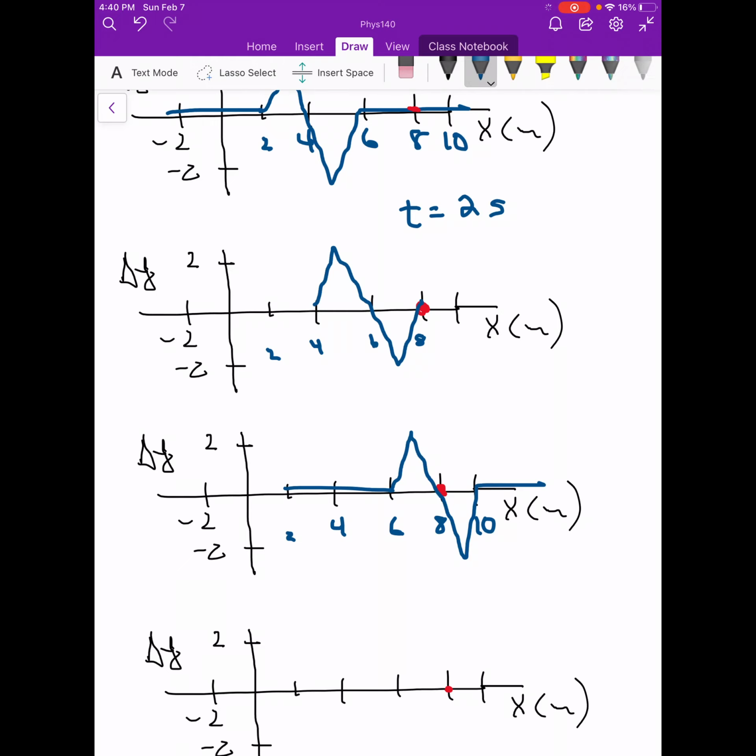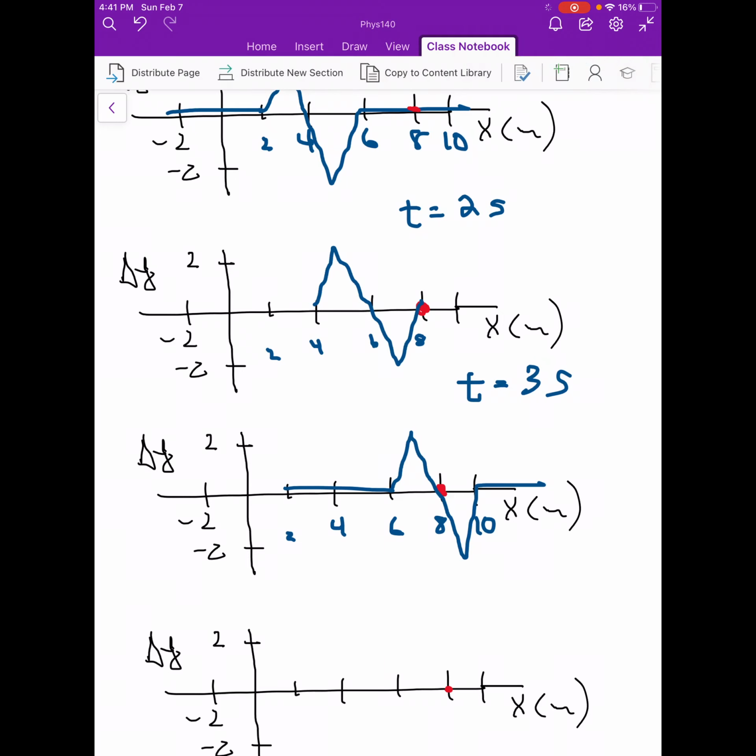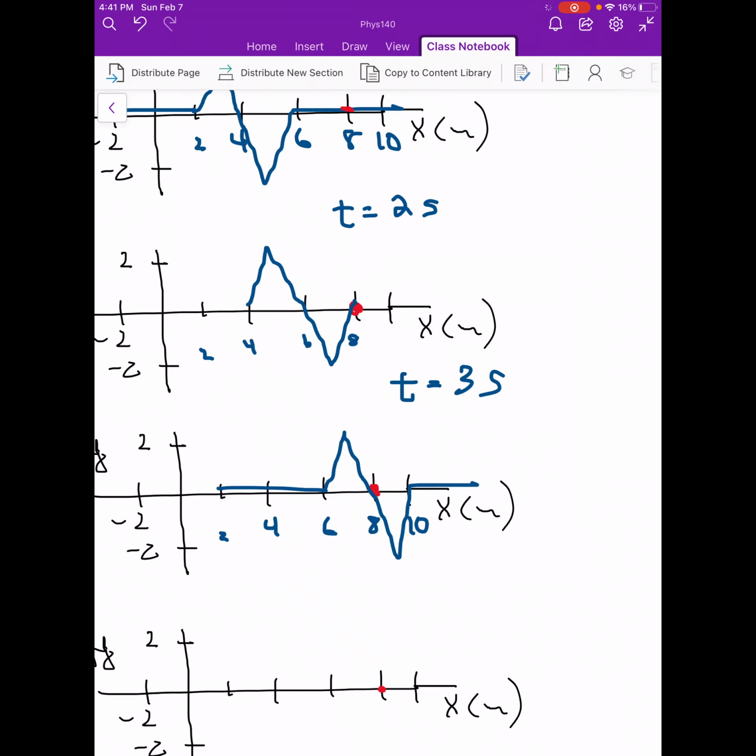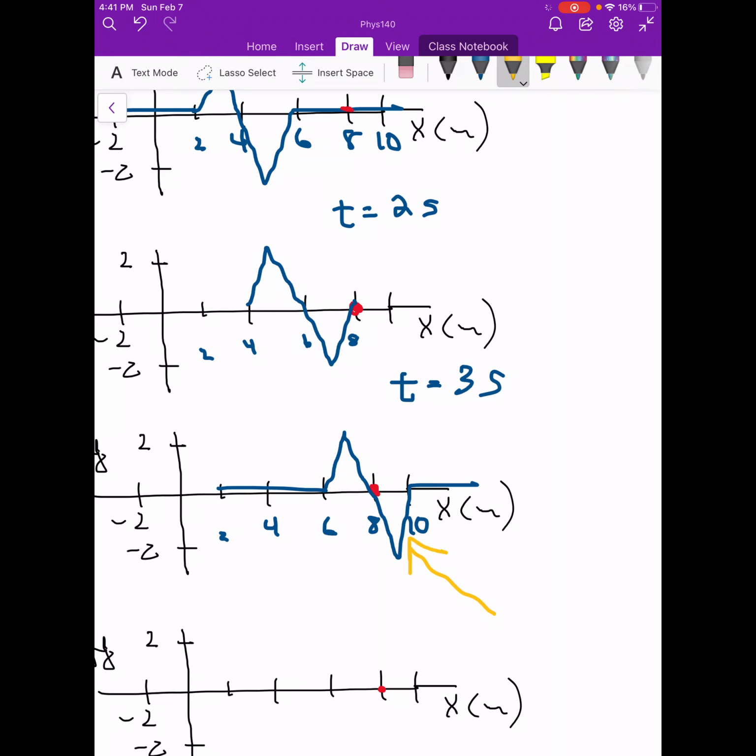So between t equals 2 seconds and t equals 3 seconds, the position at 8 has gone through this piece right here. See, right here, that bottom of the wave has gone through 8. And we'll see what that looks like in just a minute.